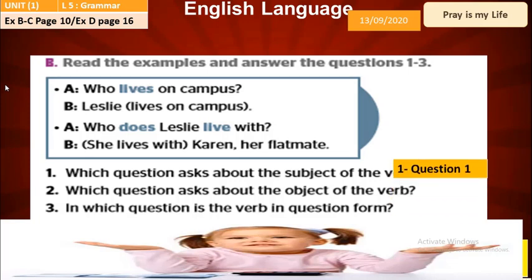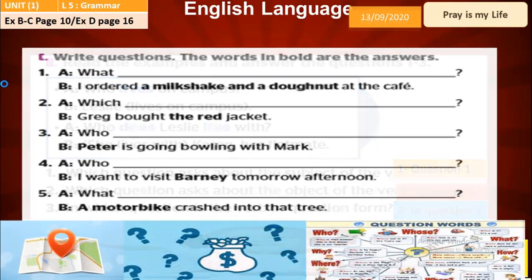The second question, which question asks about the object of the verb? Yes? Question 2? Great. And in which question is the verb in question form? In the second question. Great. You are doing very well today.